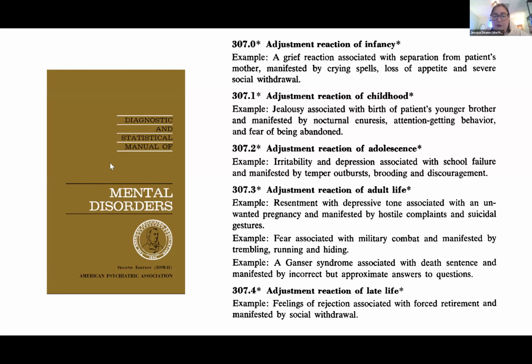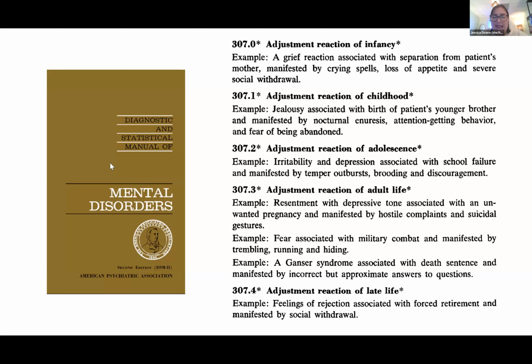Then we've got adjustment reaction of adult life. So there's several examples here, one being resentment with depressive tone associated with an unwanted pregnancy and manifested by hostile complaints and suicidal gestures. So this example is saying someone finds out that they're pregnant, it's an unwanted pregnancy, and their reaction to this is hostile complaints and suicidal gestures. Situational, right? The next example they give for adult life is fear associated with military combat and manifested by trembling, running, and hiding. So that falls more in suit with what they had been talking about in the DSM-1, with that being a part of World War II.